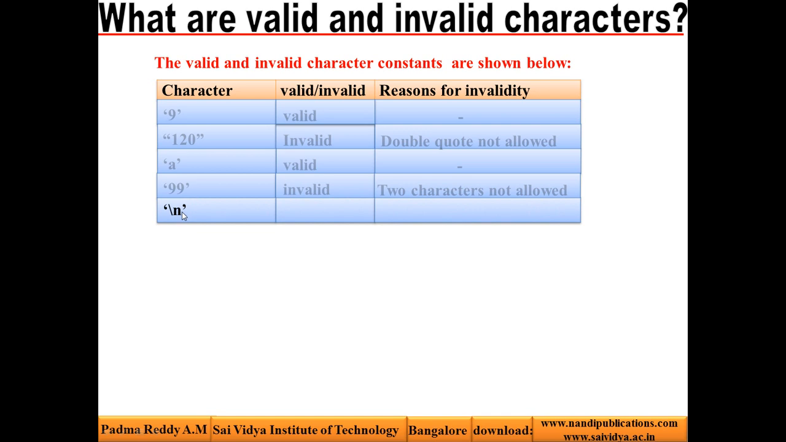But this is a special case. We study what is slash n in the next topic. This slash n is called the new line character. It is called an escape character. So it is valid. Now we know what are valid and invalid character constants.